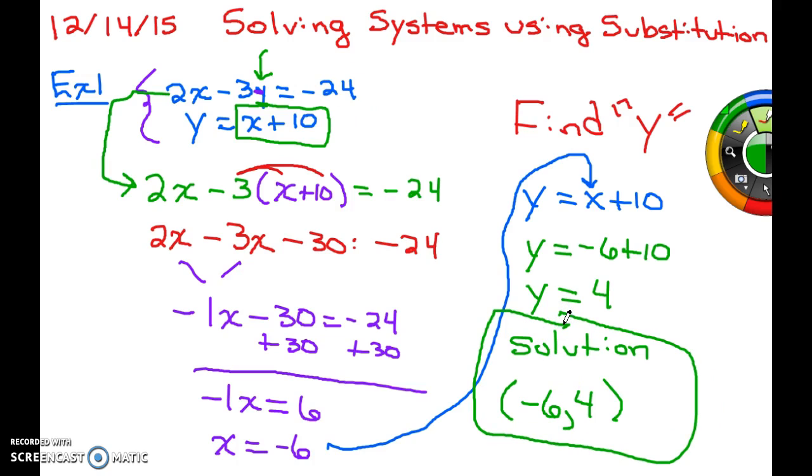Again, this method's called substitution. It works the same pretty much every single time. You have to take an equation that has an x and a y in it and change it into an equation that just has an x in it. The way we do that is we substitute what we know y is, and we take the y out and we put in what it's equal to in its place.